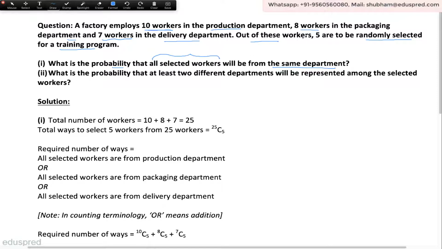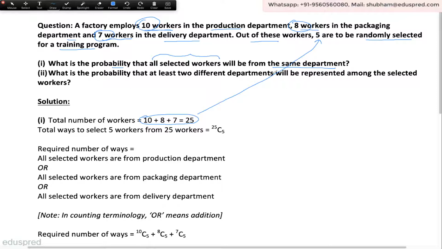First of all, let's count the total number of workers that we have. So we have 10 workers over here in the production department, 8 in the packaging department, and 7 in the delivery department. That means the total number of workers is 25. Now, out of these 25 workers, we have to select 5 workers randomly, and the order in which we are going to select the workers doesn't matter. So that means we are going to use combinations over here.